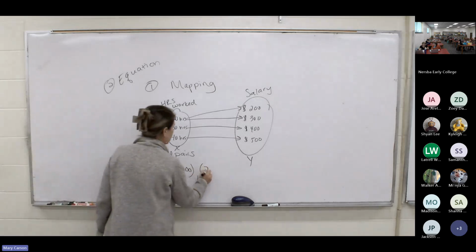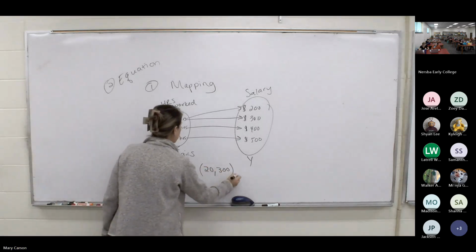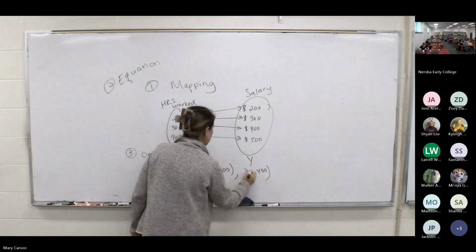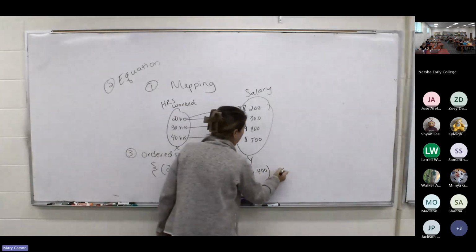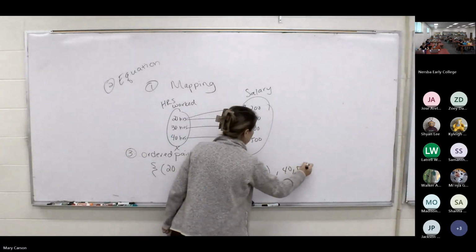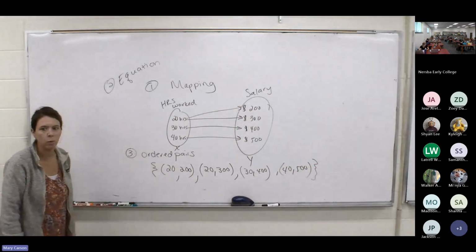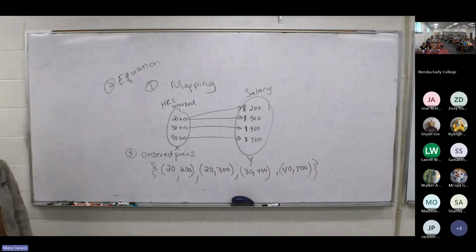20 to 300. Then we're doing 30 to 400, and then we're doing 40 to 500. So I've got 4 order pairs that represent my mapping here. Questions on being able to go from mapping to order pairs? Pretty straightforward, right?